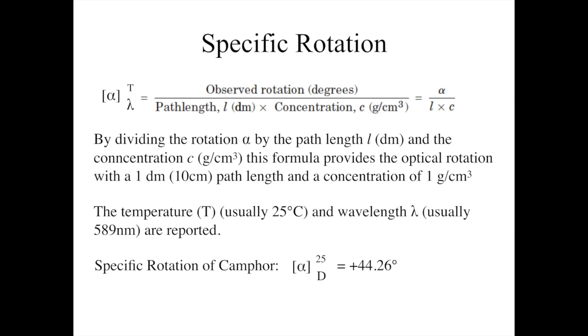And we're reporting that the temperature is 25 degrees, and for the wavelength, you'll see that capital D. Well, D is 589 nanometers. It's produced by excited vapor phase sodium atoms. The wavelength of light emitted from those atoms is very reproducible at 589 nanometers.